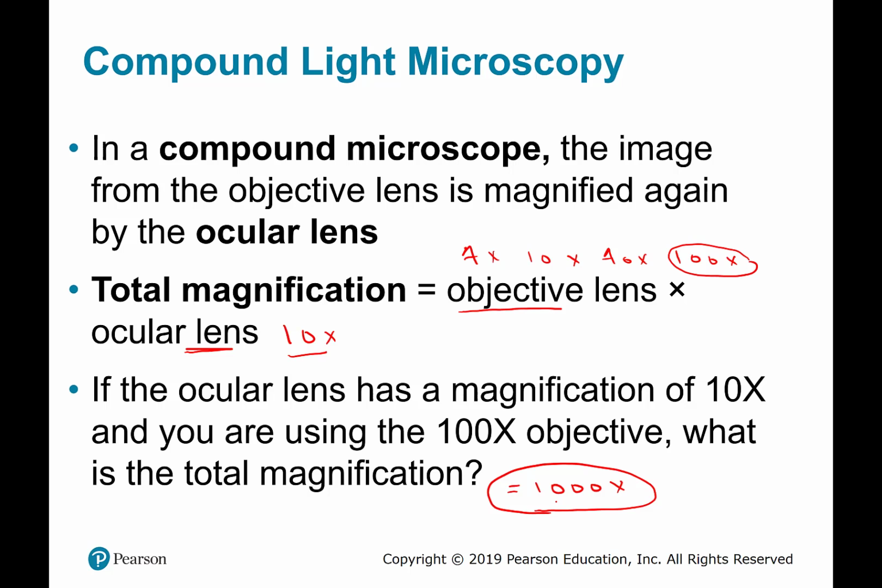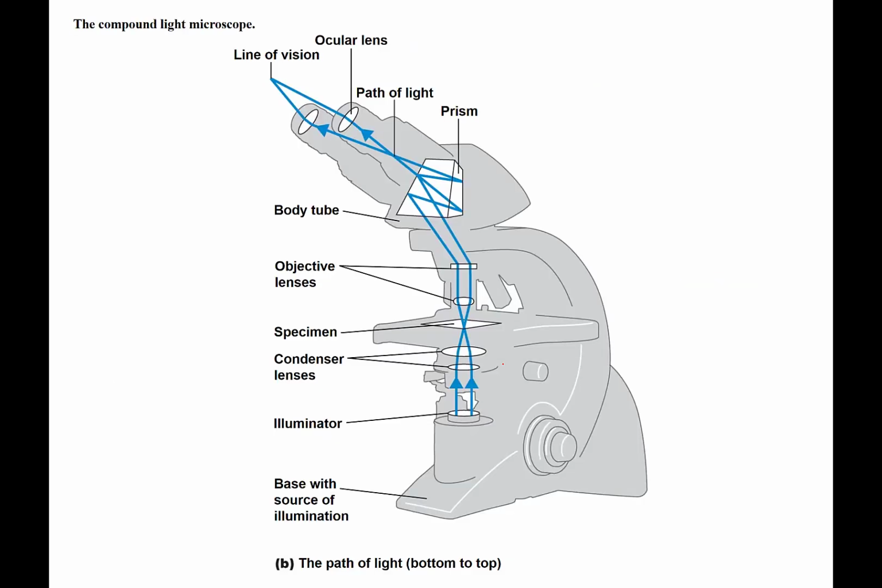If you've taken cell biology, which you should have for this course, you've used a compound microscope. You may not have used a 100x objective, however. So this is just a diagram showing you the path of light within a compound light microscope.